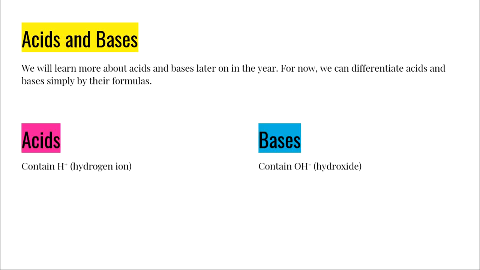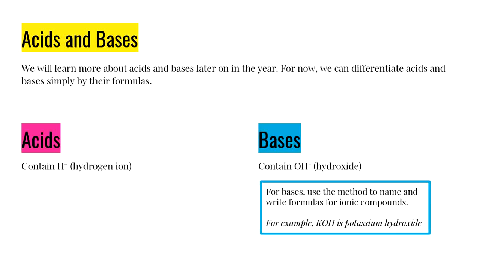And remember what dissociate means. It means separation of ions when dissolved in water. Now when it comes to writing names and formulas for bases, you'll notice that hydroxide is a polyatomic ion that we just talked about. So when you're naming or writing formulas for bases, you're just using the same method that we used to write the formulas and names for any ionic compound that included the polyatomic ion hydroxide. So for example, KOH is potassium hydroxide. Ca(OH)2 is calcium hydroxide.